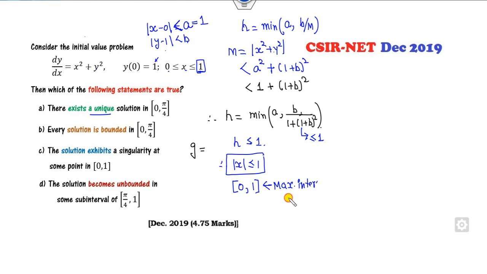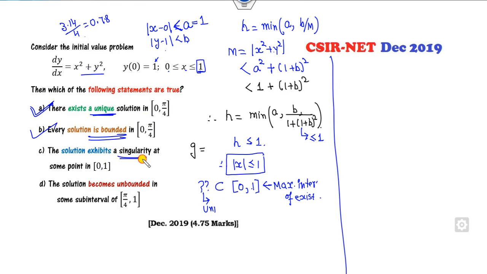Fine. Maximum interval of existence. Now the unique solution existence. If you take the subset of this, that is my uniqueness solution. So we have to check whether pi by 4, which is 0.78, is a subset of this one. So yes, there exists a uniqueness of the solution. Once it's unique, it means the Lipschitz condition holds and it's bounded as well. Every solution in this case is bounded.